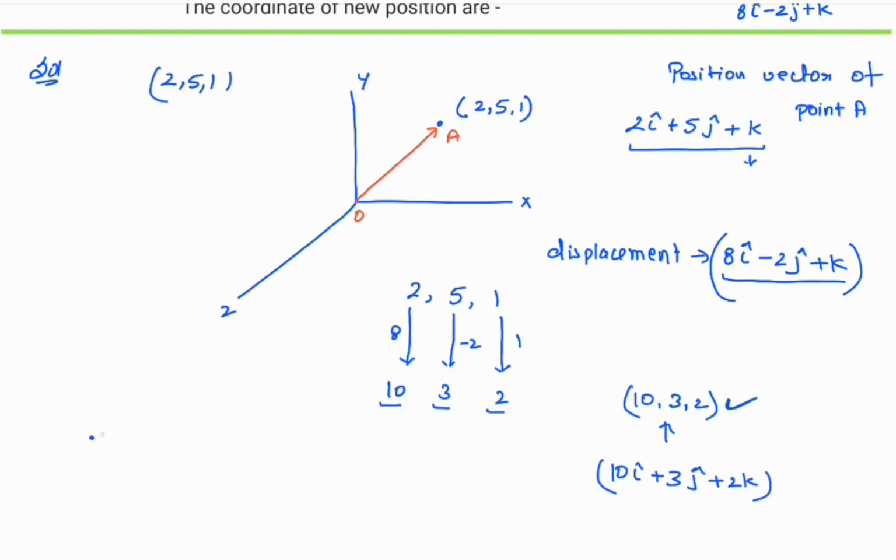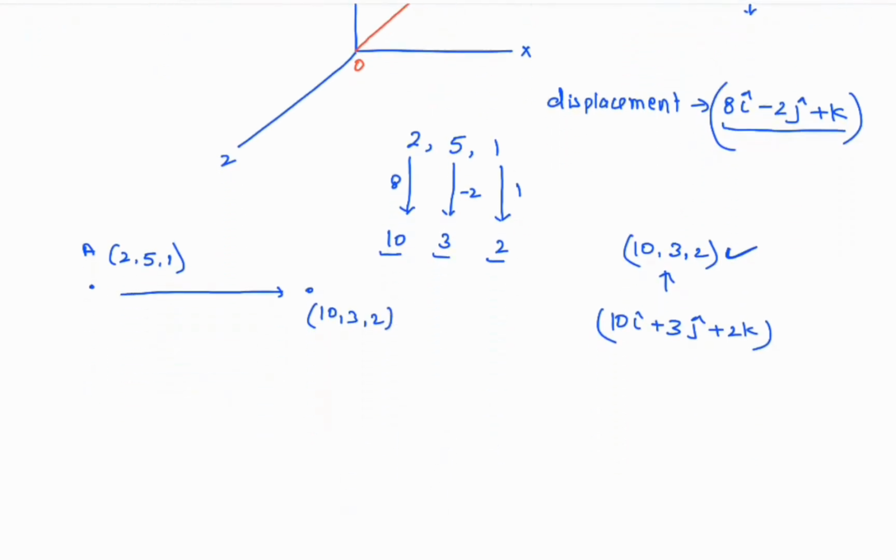Okay, suppose here we have one point A whose coordinates are given as 2, 5, 1, and another point whose coordinates are 10, 3, 2. Then how to find the displacement vector? Let's see how to find a displacement vector.